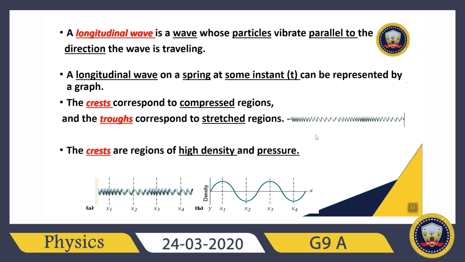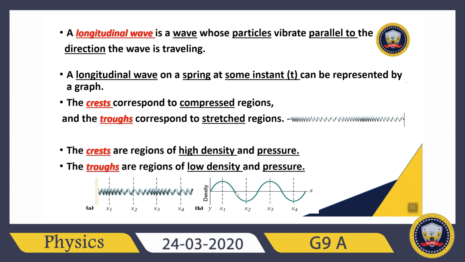So we can define a crest in the longitudinal wave as a region of high density and pressure. When the medium particles have high density and high pressure, we call it a crest, but the troughs are the regions of low density and pressure. The trough, this one, the stretched regions, are the regions of low density and pressure.